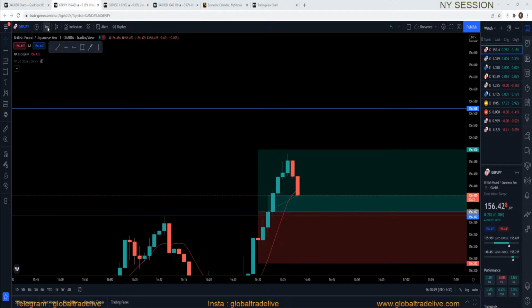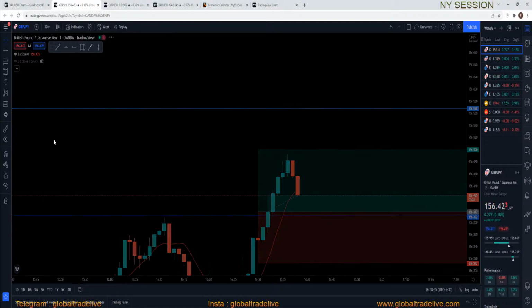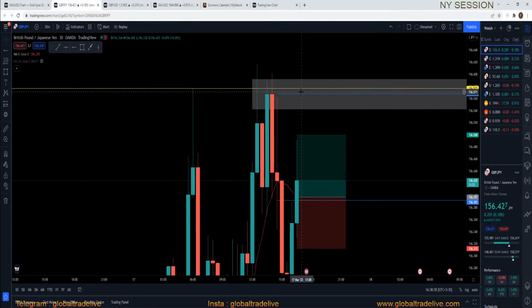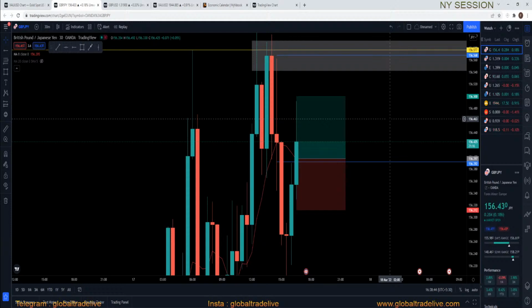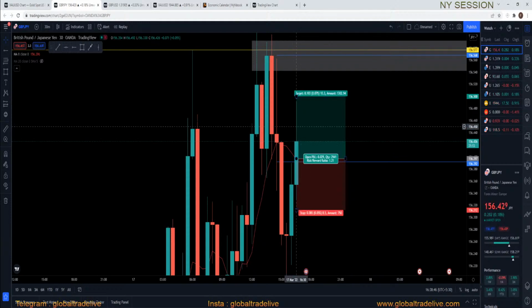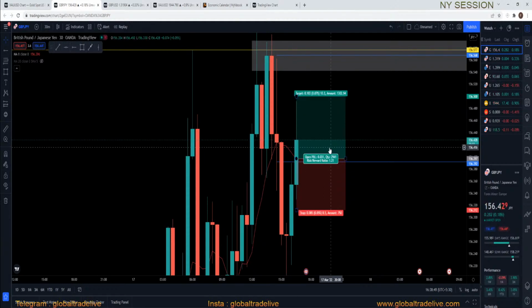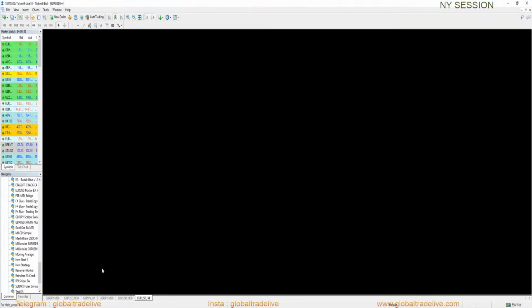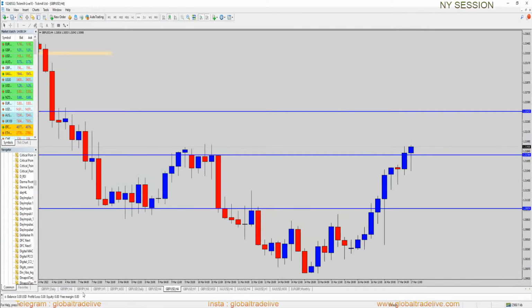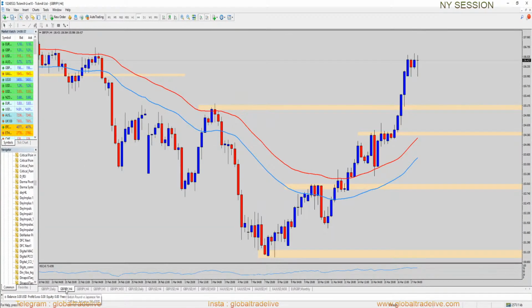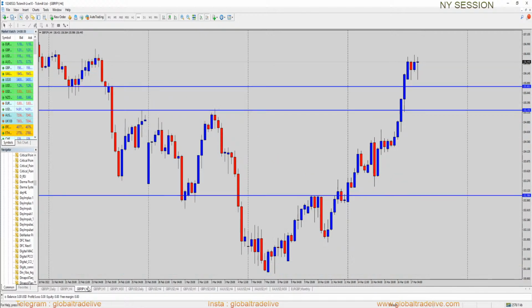Maybe this rejection area is working in 30 minutes. Yeah, this is a rejection area over here. To cross this area, there should be volume in the market. Let's have a look over here. GJ should be moving up. There should not be any problem.